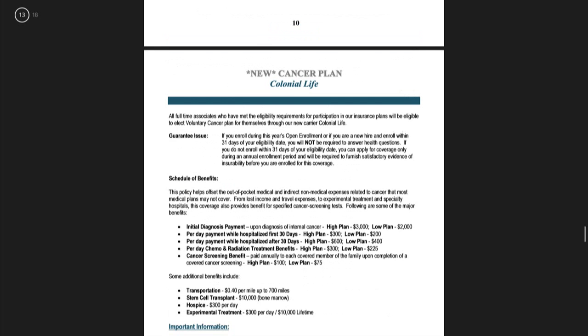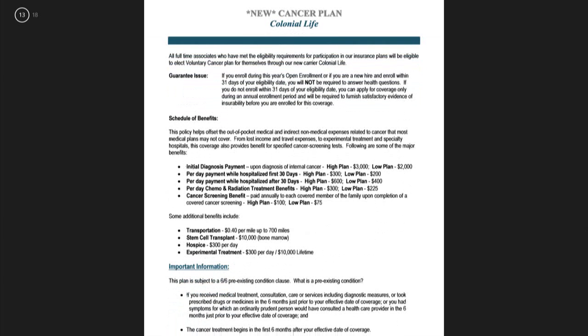Moving on to pages 11 and 12. As previously offered by American Fidelity, we have 2 new voluntary cancer plan options for you to consider for yourself and your family with Colonial Life.